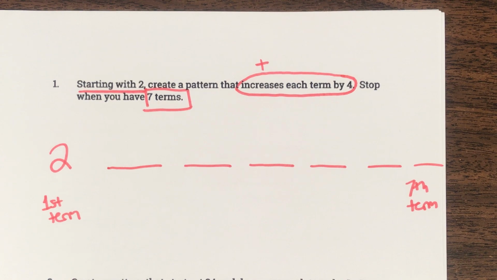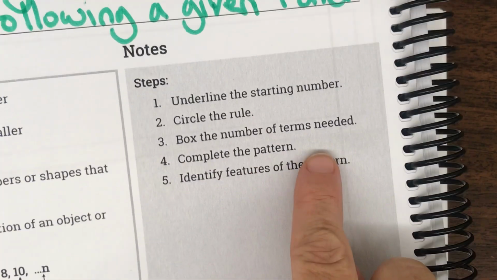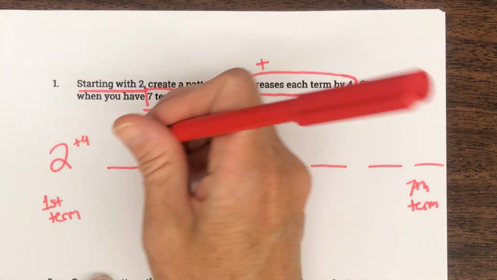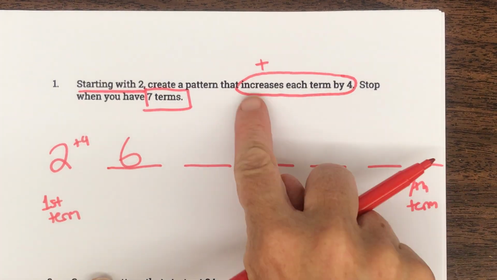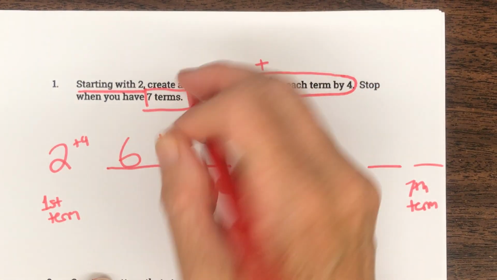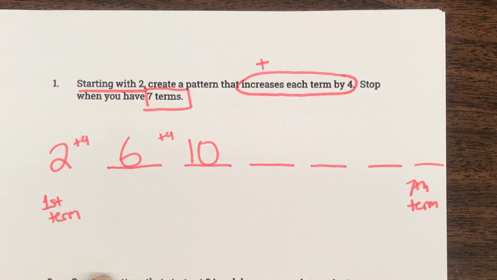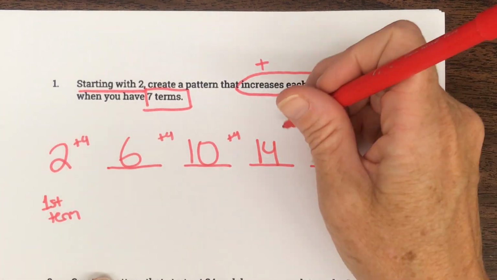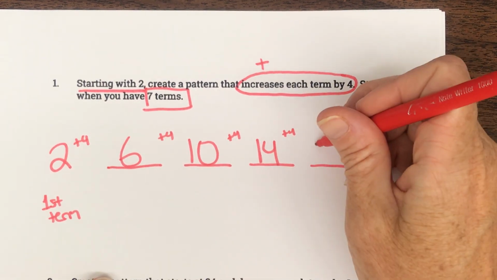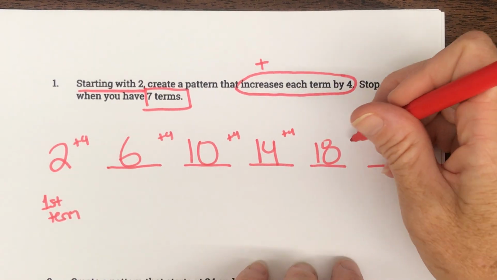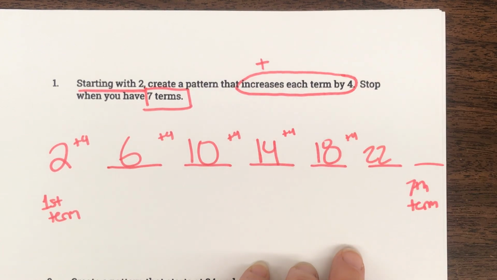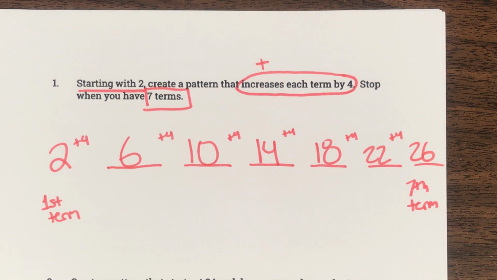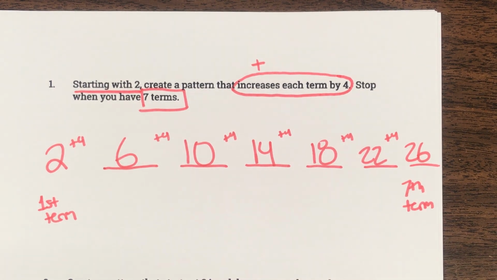Okay, so now it says complete the pattern. Well, if I have to add 4 each time, 2 plus 4 is 6. And then it says increases each term by 4. So 6 plus 4, my next one's going to be 10. 10 plus 4 is 14. 14 plus 4 is 18. 18 plus 4 is 22. And 22 plus 4 is 26. So this is my pattern then.